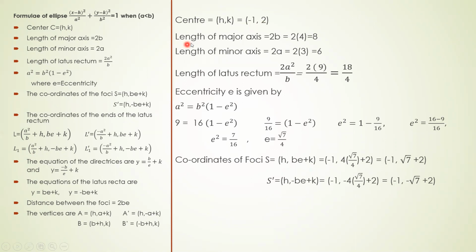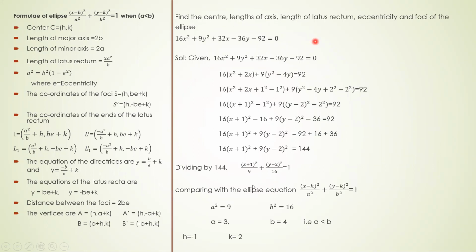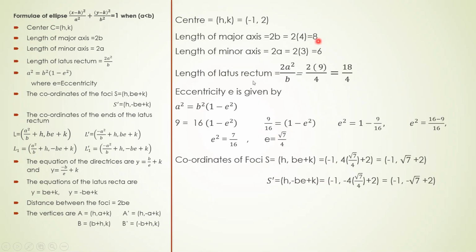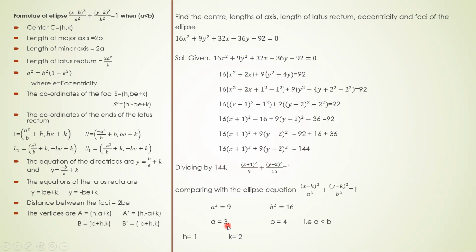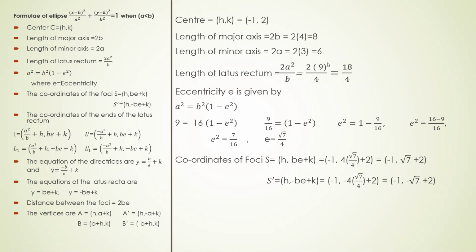Then they have asked you to find the major and the minor axis lengths. The length of the major axis is 2b. Substitute the b value, which is 4. So it will be 2 into 4, which is 8. Similarly, the length of the minor axis is 2a. So 2 into the a value, which is 3. Substitute a as 3, and then we will get 6.